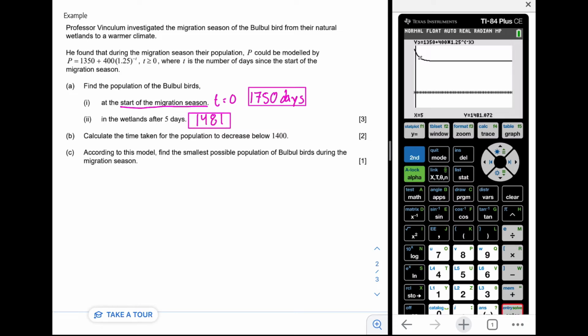There we go. Oh, and the first answer I said days, but we're talking about the population. So let me correct that. So it's not days, but we're talking about our population here.